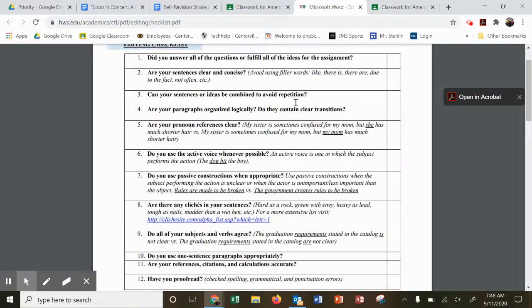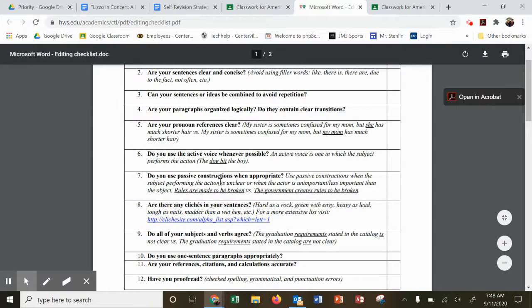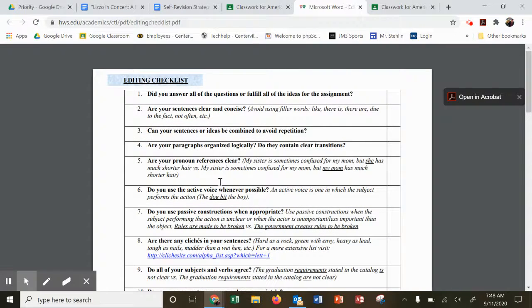So this is not specific to this writing. This is just a general overview of typical grammatical editing issues that students have. So you may reference this to help your sentence structure.